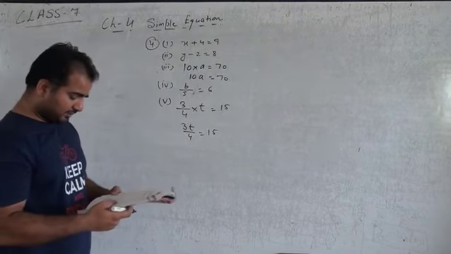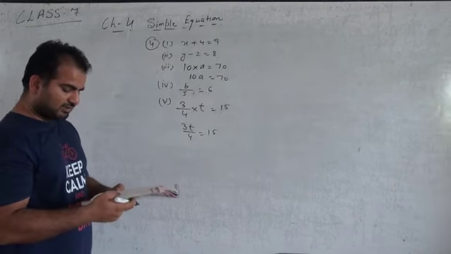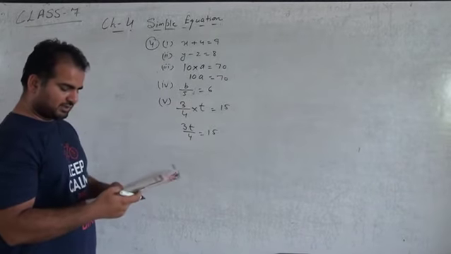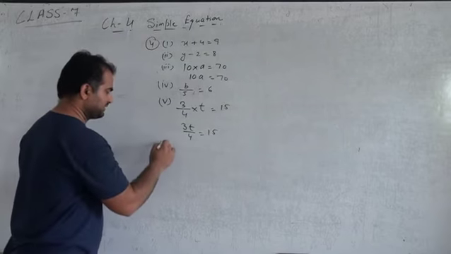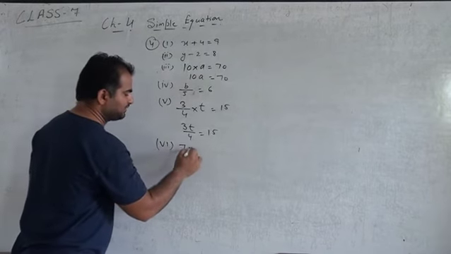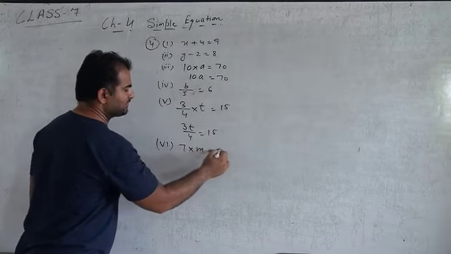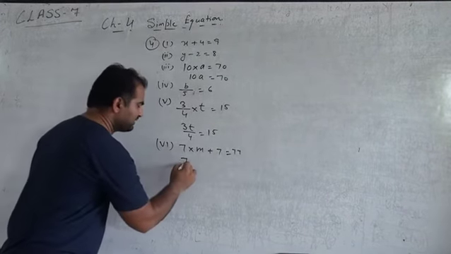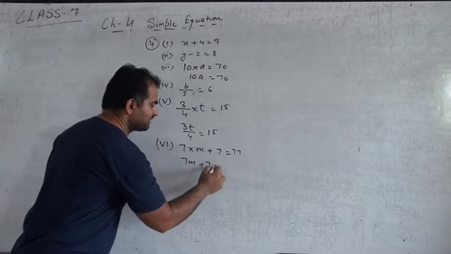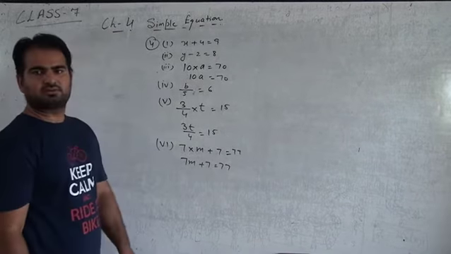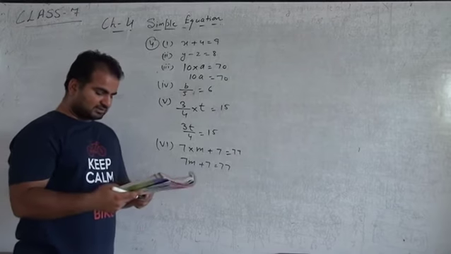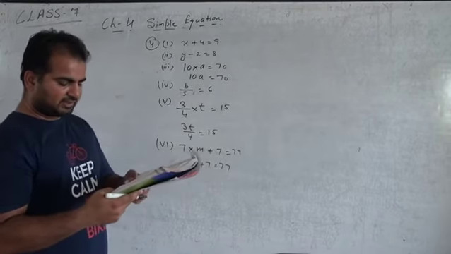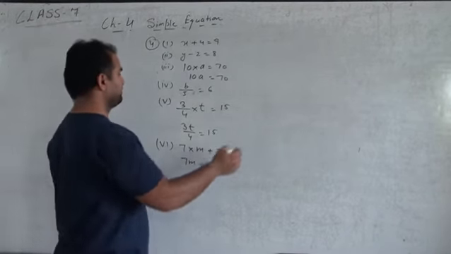Next, sixth is 7 times m plus 7 gives you 77, or we can say that 7m plus 7 equals to 77. Done? Next is 1/4 of a number x minus 4 gives you 4.